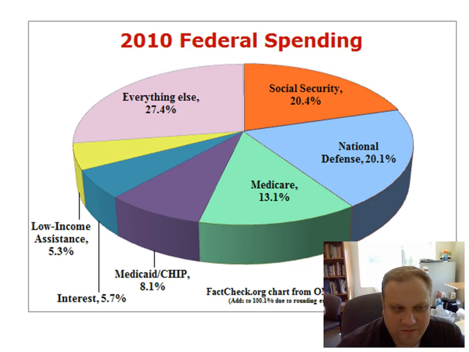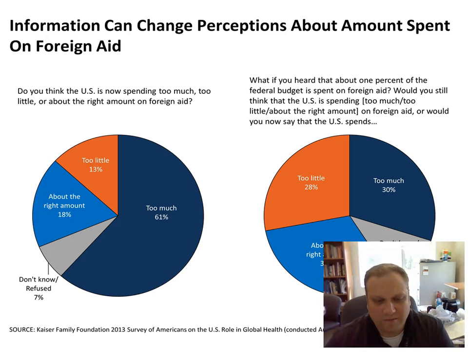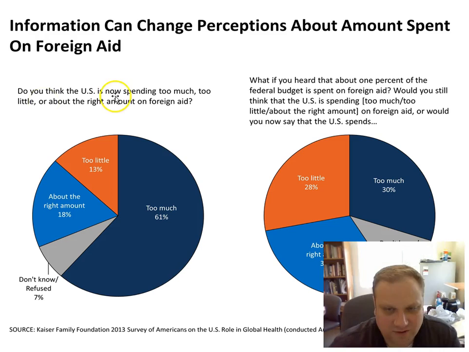Now, here, what we can look at is how information can change perceptions about amounts spent on foreign aid. Most people were asked: do you think the U.S. is now spending too much, too little, or about the right amount on foreign aid? And 61% of respondents say too much. 13% say too little, 18% say the right amount, and 7% just didn't answer, either refused or didn't know.